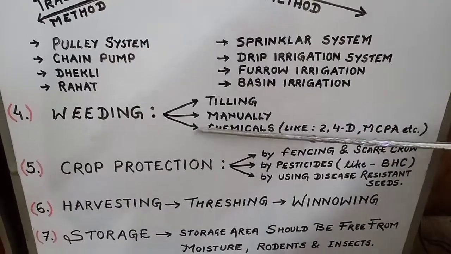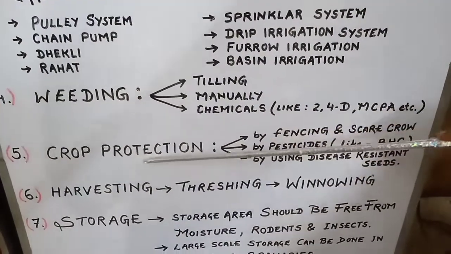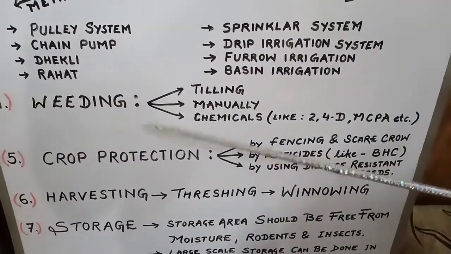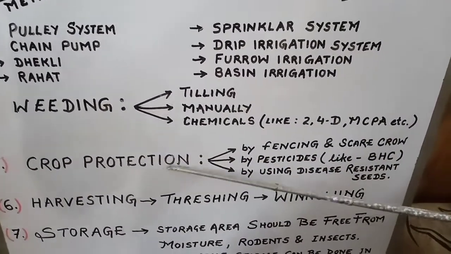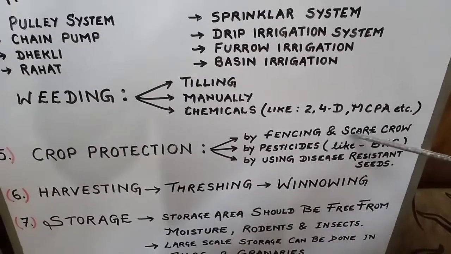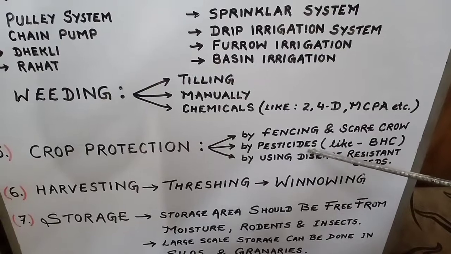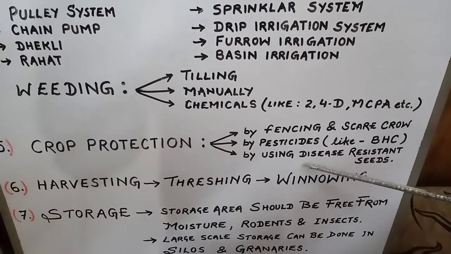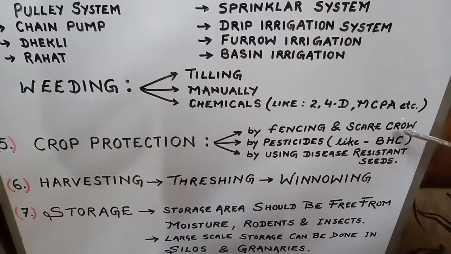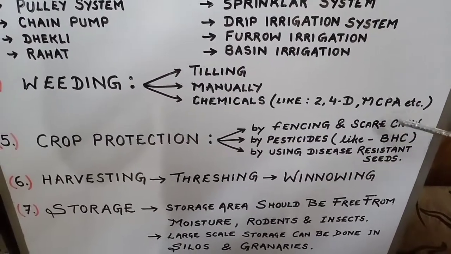Now the next step is crop protection. To ensure a good yield, crops should be protected from stray animals, birds, and pests. It can be done by fencing, by scarecrow, by using disease-resistant seeds, by using pesticides like BHC. BHC is benzene hexachloride.